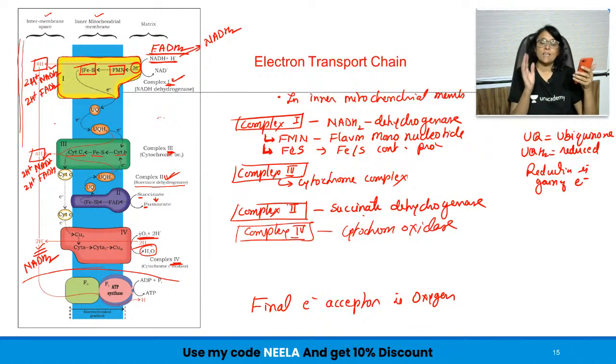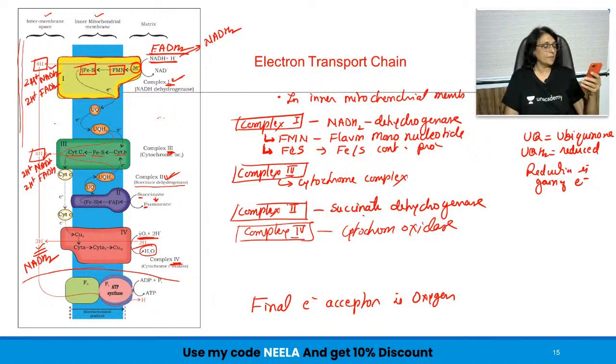The first one has FMN, FES. One is FMN, flavin mononucleotide. Second is iron sulfur containing protein. The third complex is all cytochrome and in between one iron sulfur containing. And the fourth complex is again cytochrome. Okay, so if you do it 2-3 times, you will remember this.